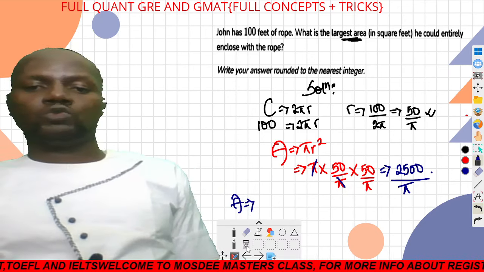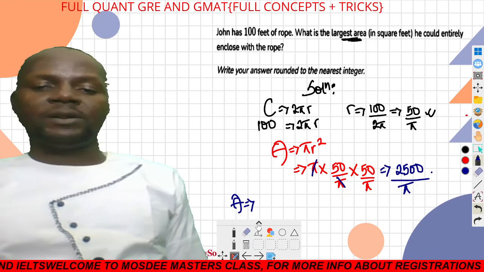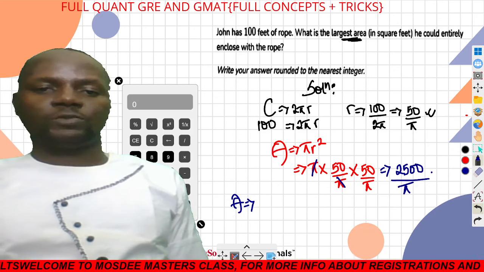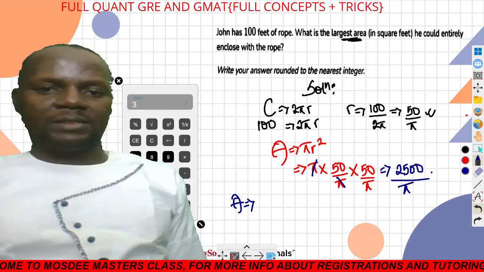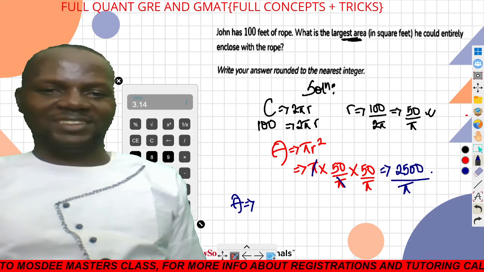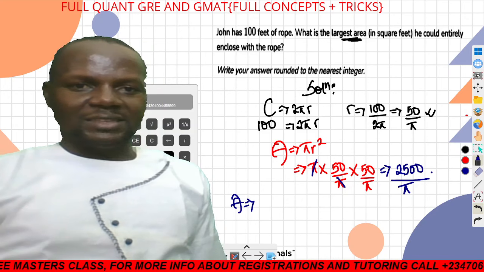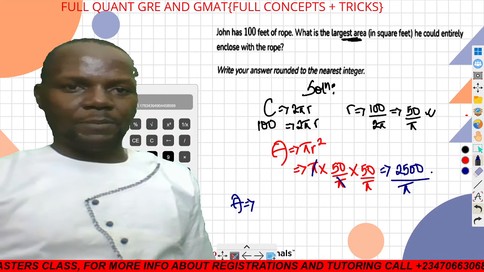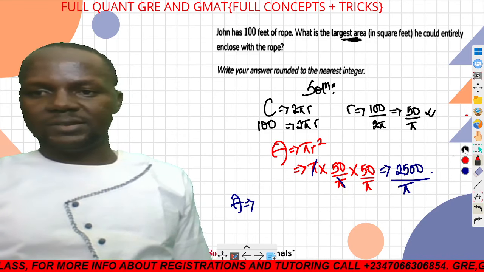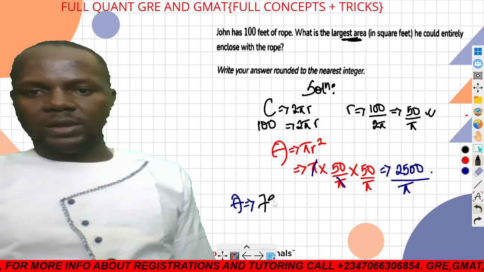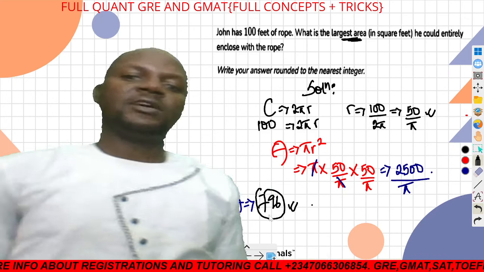So as I said, 2500 divided by 3.14. That's what we want to press. 2500 divided by 3.14 is 796, I hope I'm correct, to the nearest whole number. So 796 is what you are going to write. That's the answer. So guys, that is that.